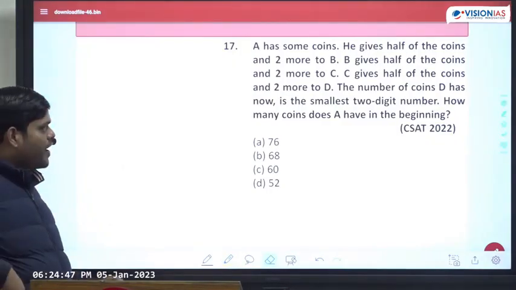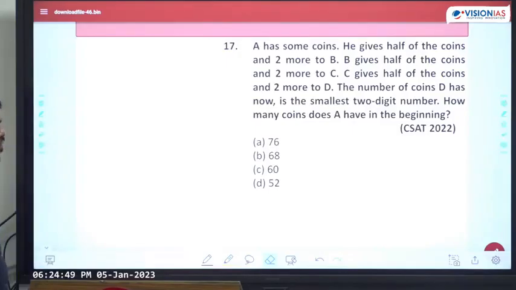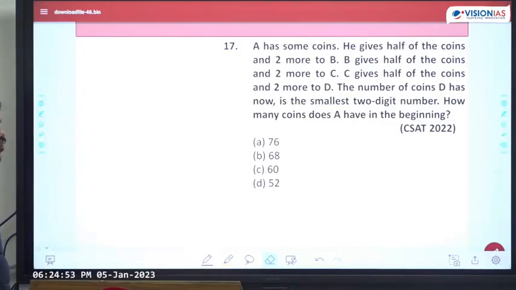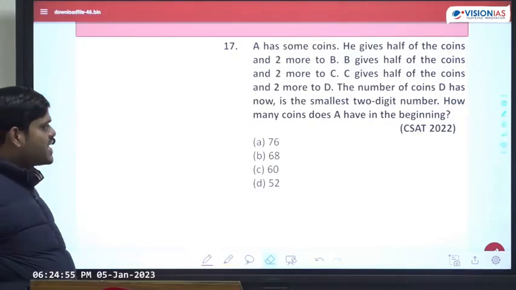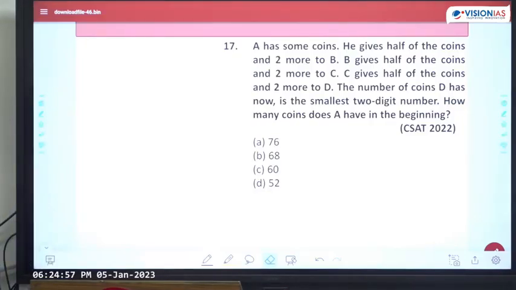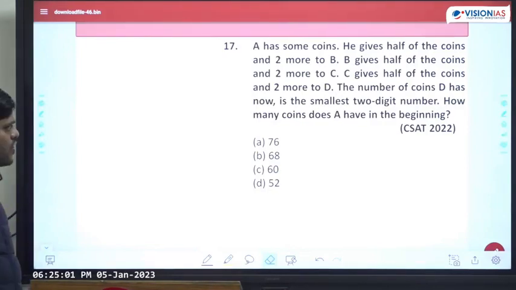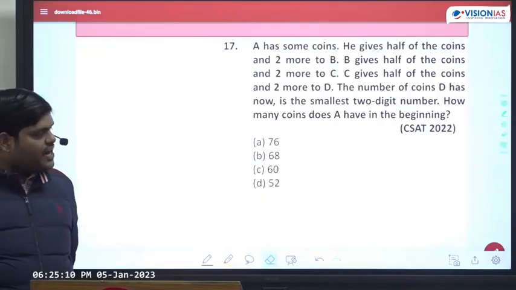A has some coins. He gives half of the coins and 2 more to B. B gives half of the coins and 2 more to C. C gives half of the coins and 2 more to D. And the number of coins D has now is the smallest 2-digit number. How many coins did A have in the beginning? This is a CSAT 2022 question. Try this question.